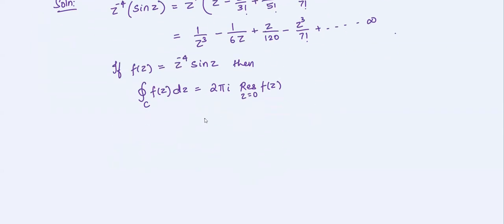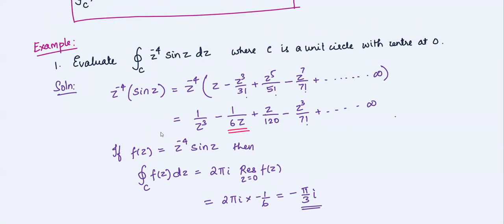Now by definition, what is the residue? Residue is the coefficient of z power minus 1. So the coefficient of this term is the residue. So we get minus 1 by 6 as the coefficient, and we get minus pi upon 3I as the answer. So this is the integral.